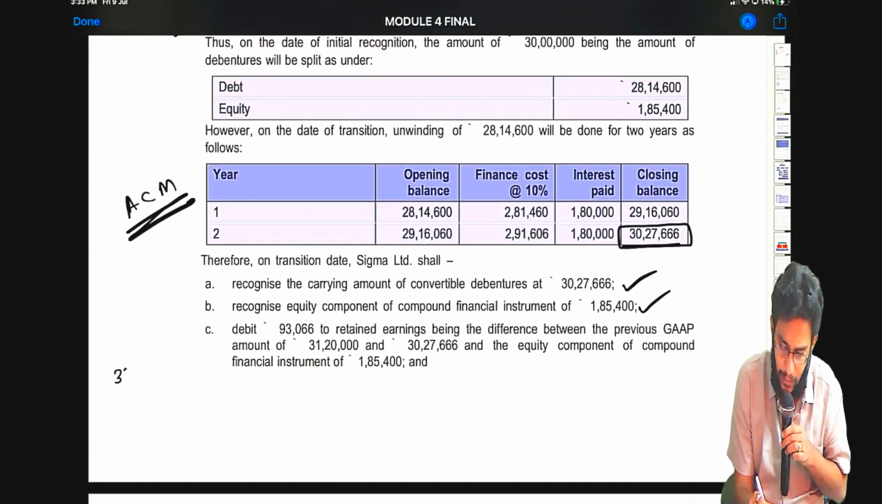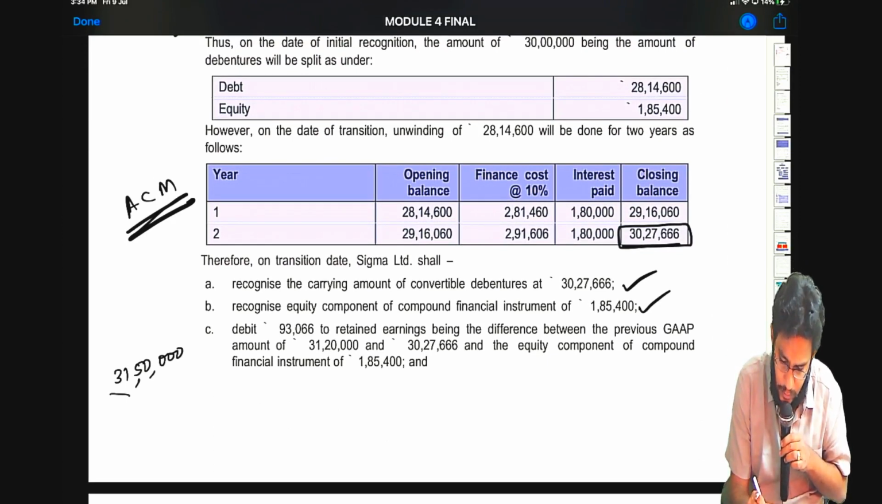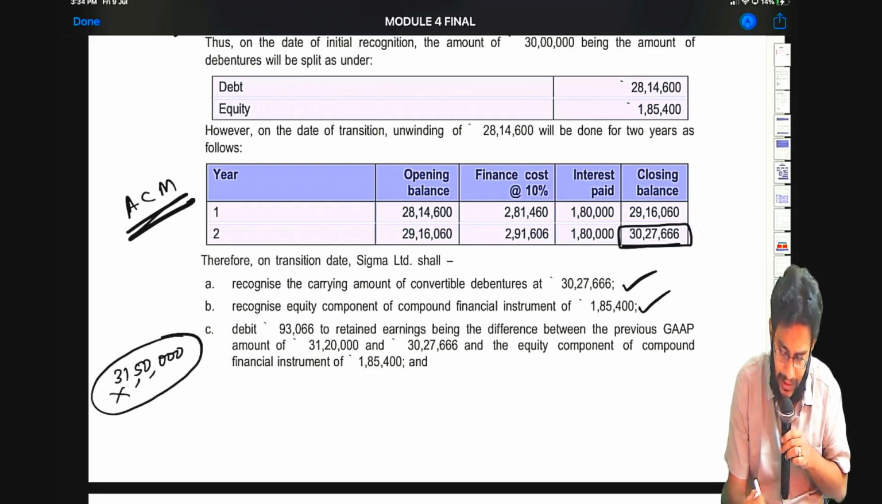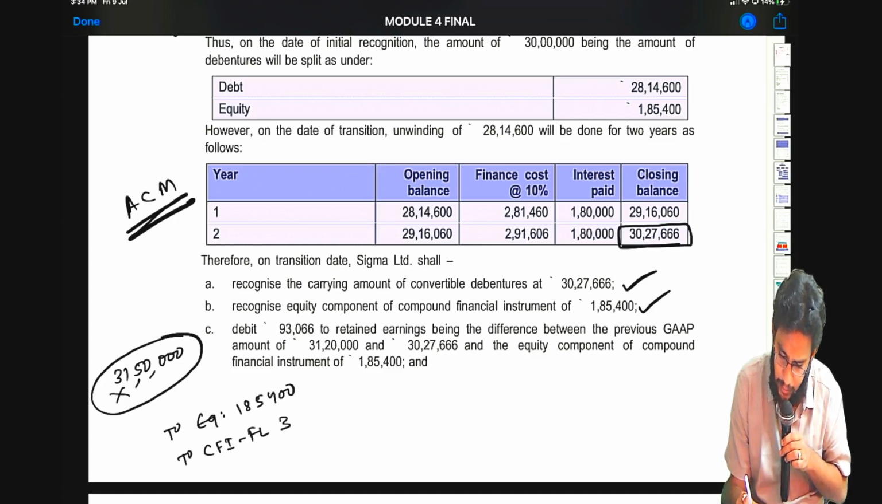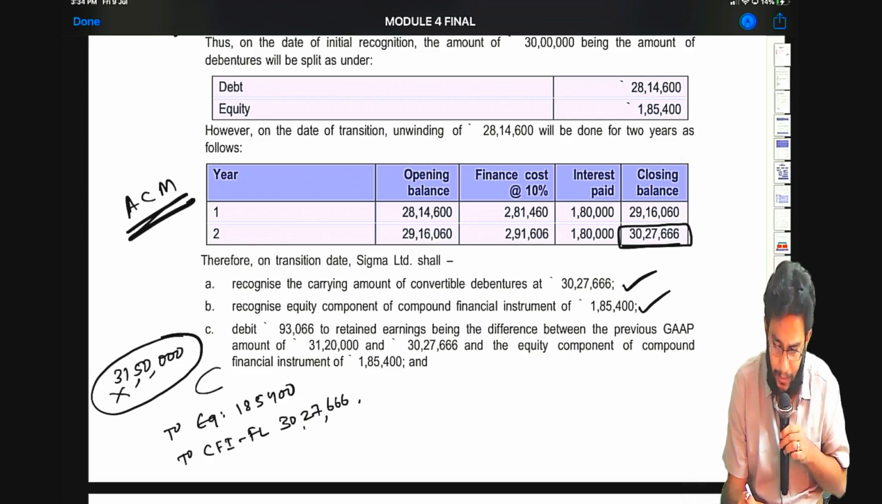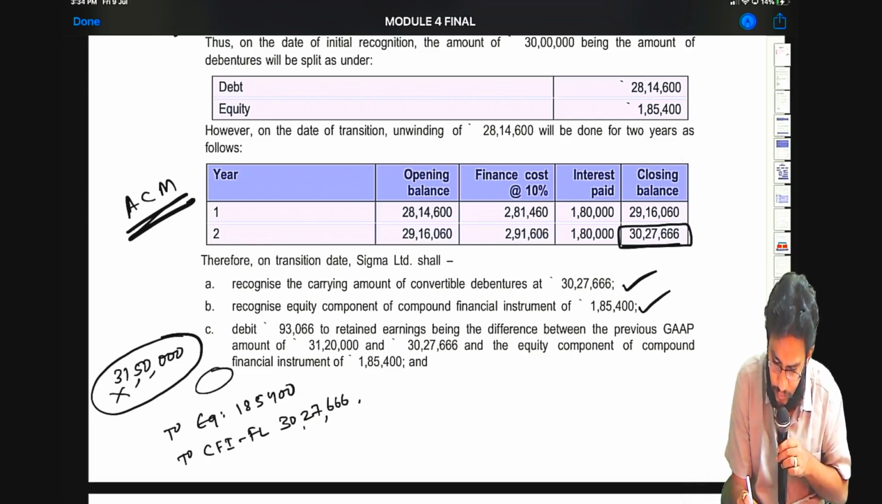In your balance sheet 31,50,000 is presently there. What I need is that this should go away. So we'll debit this liability account, and in that place we'll create an equity component of 1,85,400 and a CFI financial liability of 30,27,666. The GAAP difference, which they printed as 93,066, please make it 63,066. This you have to adjust to retained earnings.